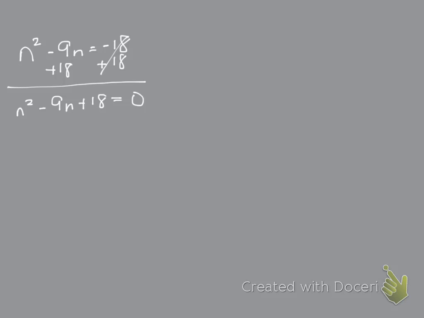All right, now I have n squared minus 9n plus 18 equals 0. There's no GCF, so our next step is to drop your parentheses. Why? There's no coefficient in front of the n squared term. So then what? Drop down an n in each parentheses. Then what?